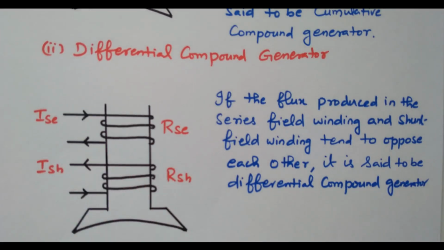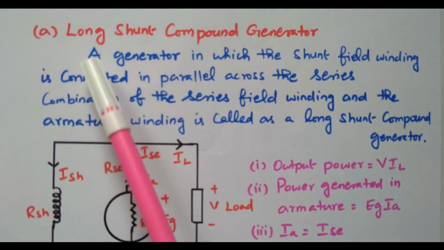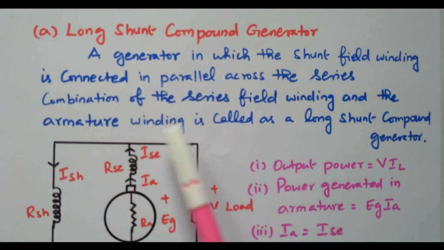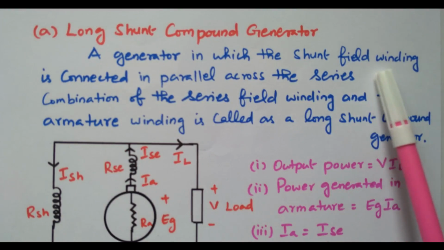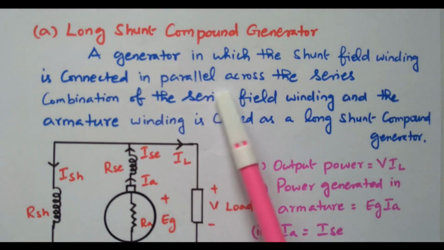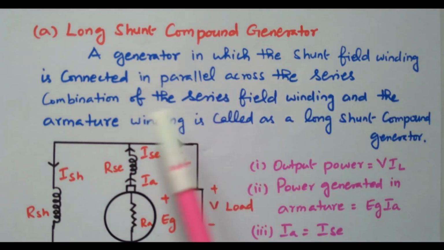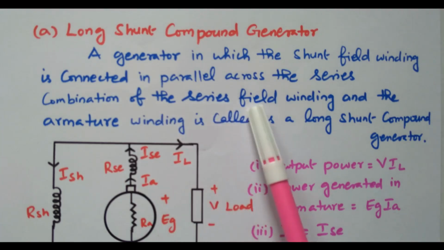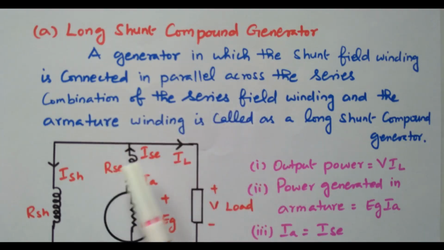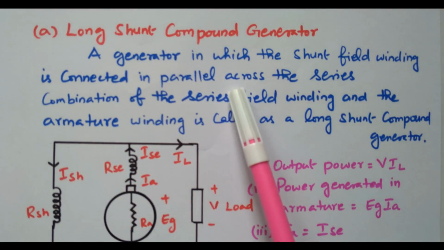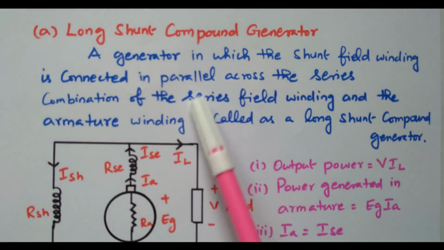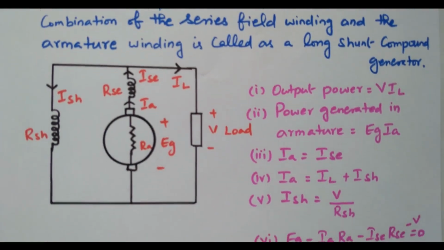Now we will go to the long shunt and short shunt. A long shunt compound generator means a generator in which the shunt field winding is connected in parallel across the series combination of the series field winding as well as the armature winding, right. The shunt winding is connected across these two windings, so that is called a long shunt. We will see the diagram, so it is easier to understand.